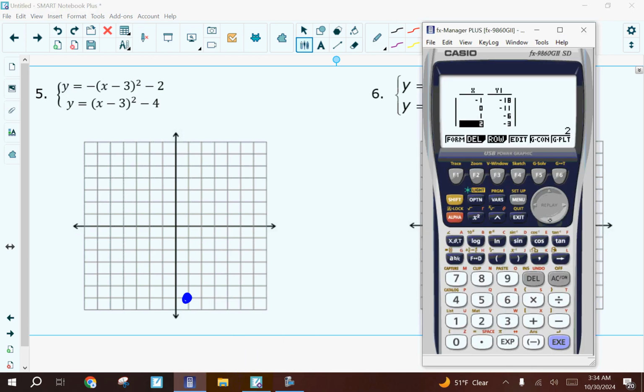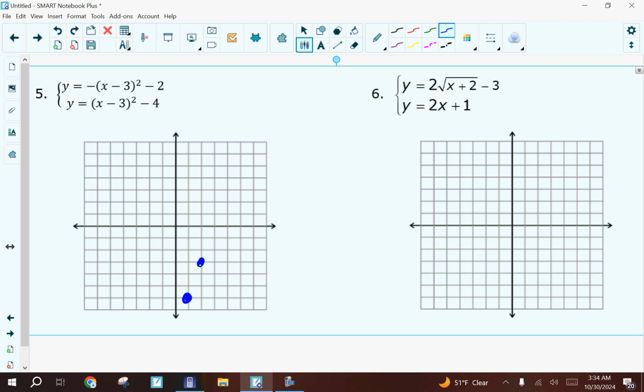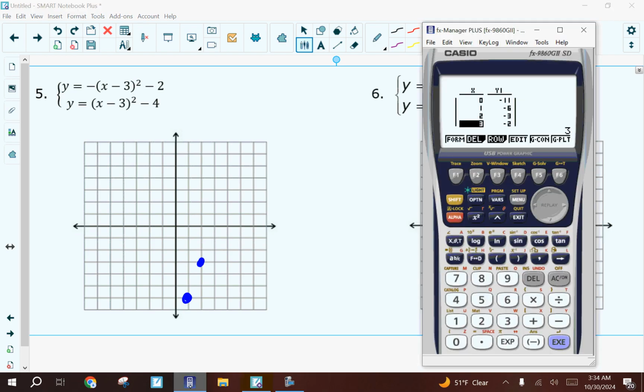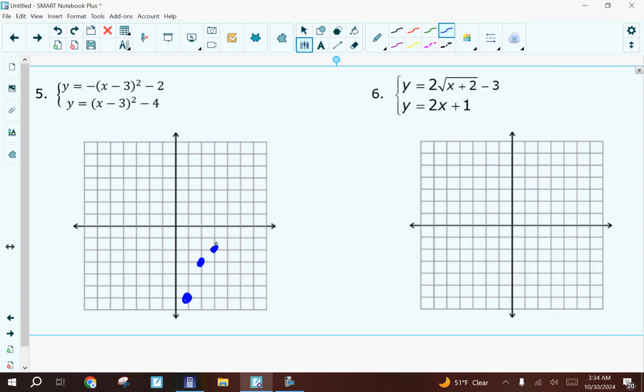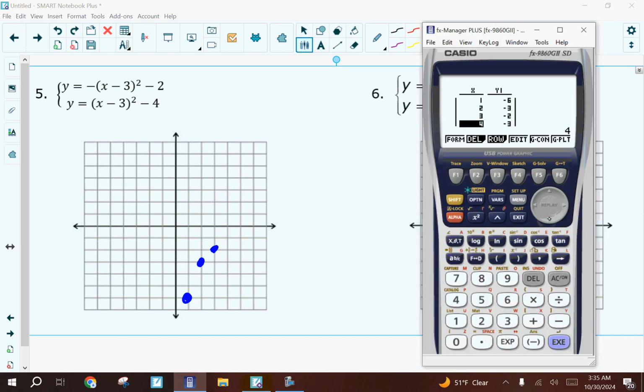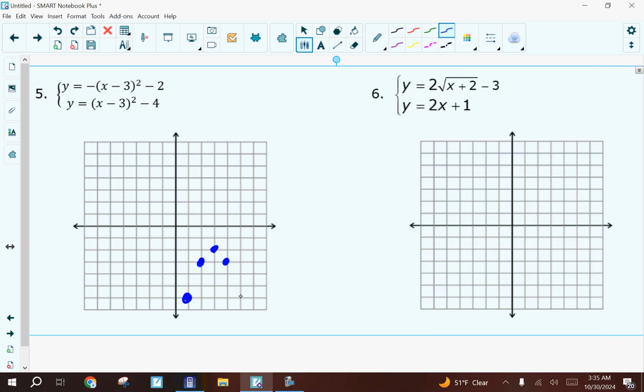Then the next one, 2, -3, 2, 3, 3, -2, 1, 2, 3, 1, 2. And then we're going to go down to here, and then down to here. So there's my first shape.